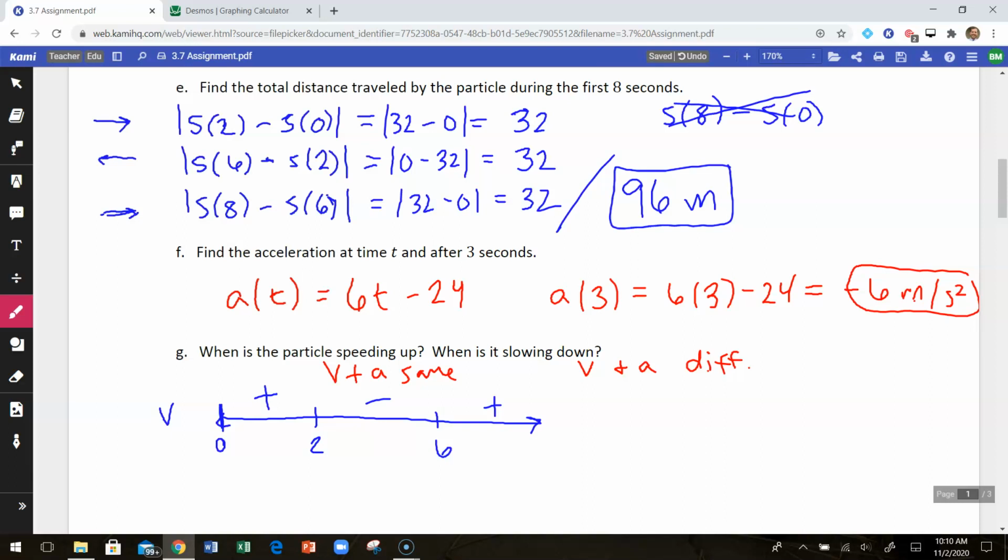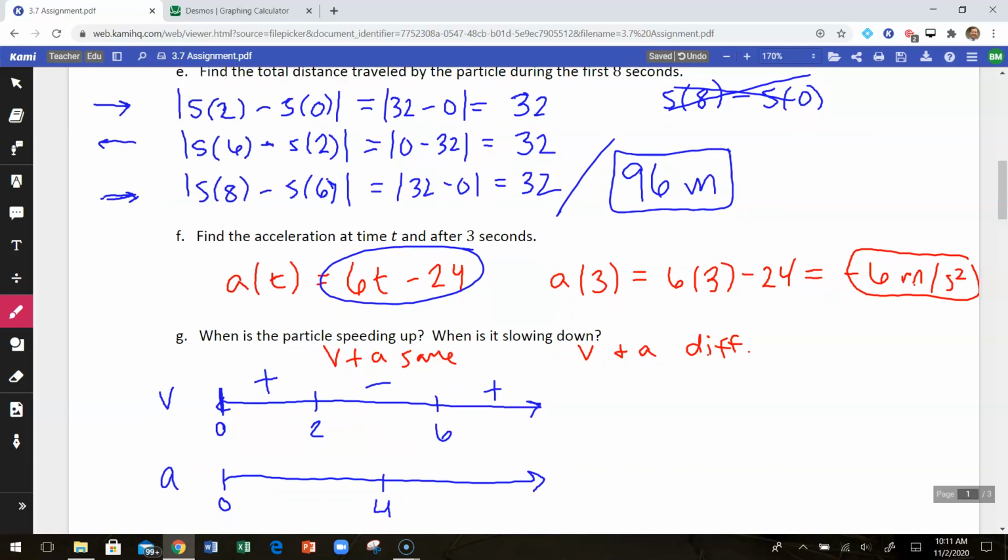I'm going to do the exact same thing with acceleration, so I'll start it at 0. I don't want to use 2 and 6; I want to figure out when acceleration would be 0. You can set that equal to 0 and solve. Acceleration would be 0 at time 4. Anything less than 4 plugged into acceleration gives a negative value, as we saw when we plugged in something less than 4. And anything greater than 4 gives a positive value for acceleration.